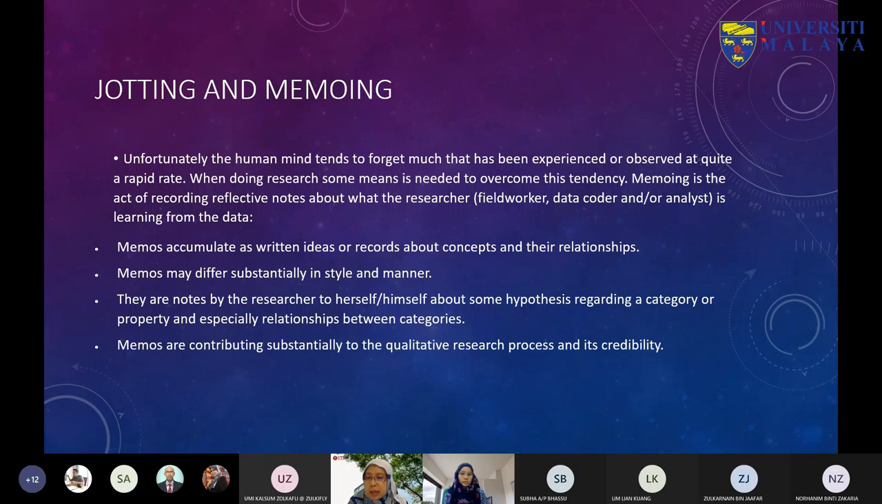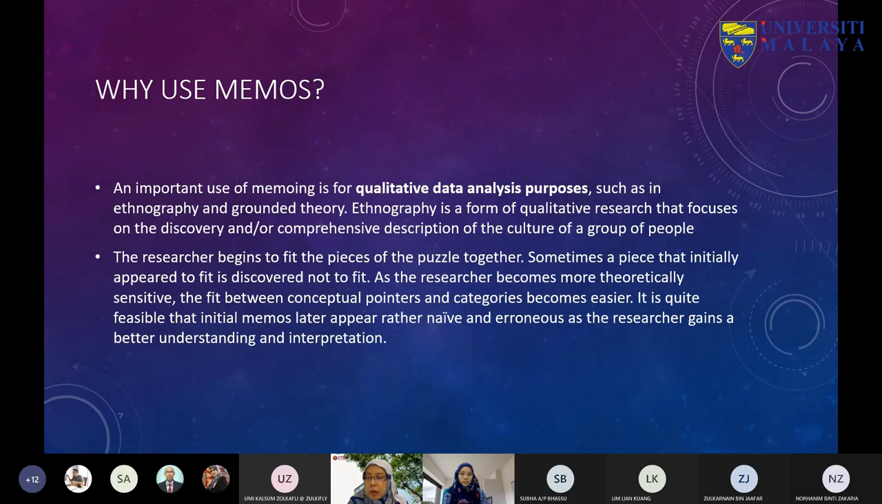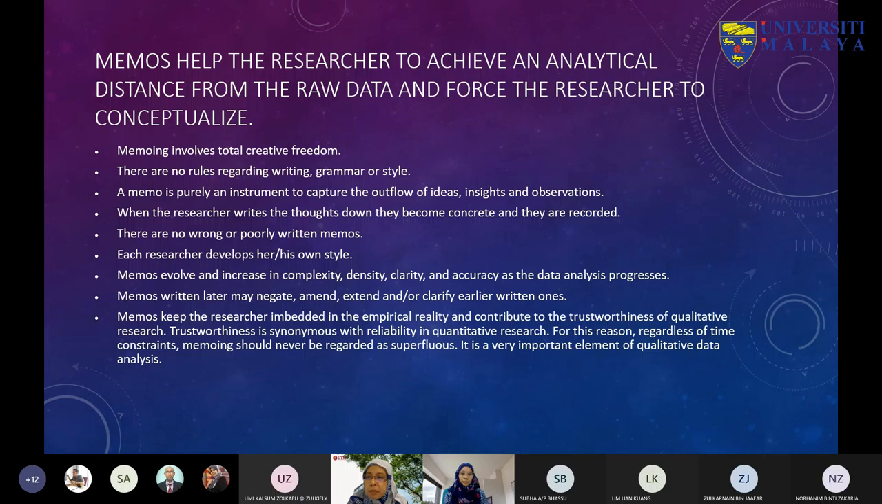Memos are written ideas. Okay, you do memoing, jotting down. They are by the researcher to herself, about some hypothesis or some category that you are going to observe. So it is more of a qualitative research process and its credibility. Why use memo? Because this is data. It is important when later you want to analyze the raw data. You can use observation for your ethnography, grounded theory, or case study. Any approach you can use. So begin to fit the pieces of the puzzle together.